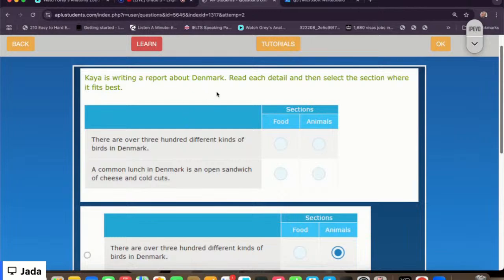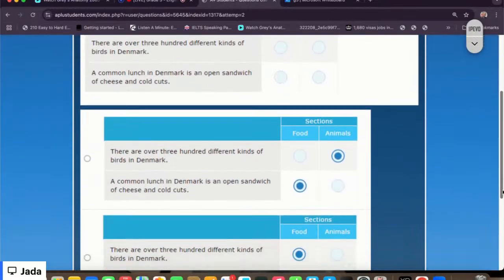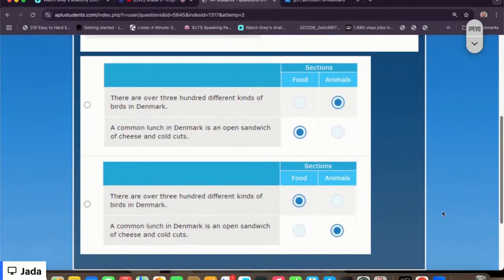Kaya is writing a report about Denmark. Read each detail and then select the section where it fits best. So there are over 300 different kinds of birds in Denmark. A common lunch in Denmark is an open sandwich of cheese and cold cuts. So, what is the section for this? What is the right option? You can choose and you can tell me.